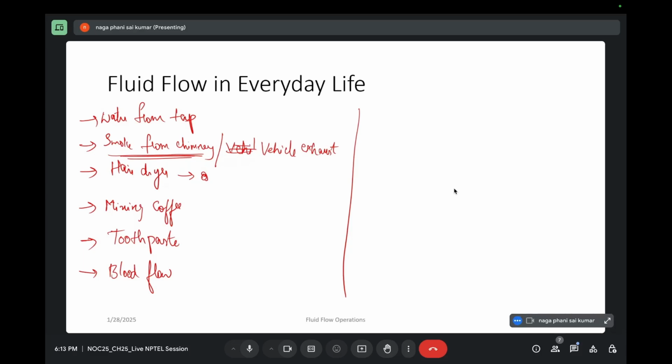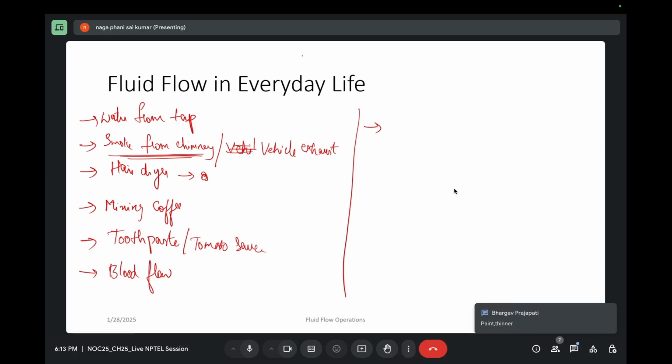Any other examples? Ketchup. Yeah, ketchup, which we also use daily, is an example. Tomato sauce or ketchup, whatever it may be. This is also an example. Paint, thinner, yeah. So this paint is not an example of fluid flow. This is not exactly an example of fluid flow. There should be some flow of liquid or gas, right? So this doesn't exactly come under fluid flow.